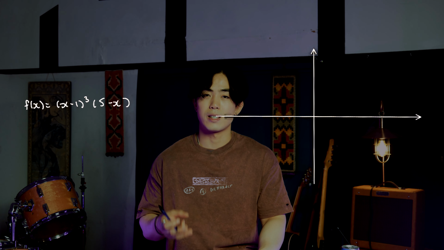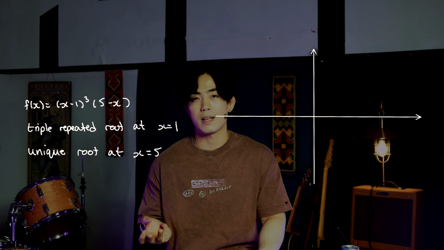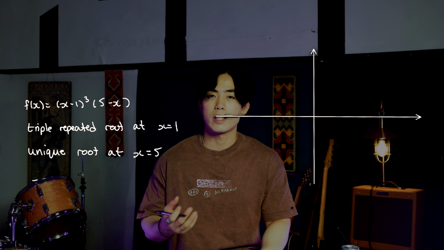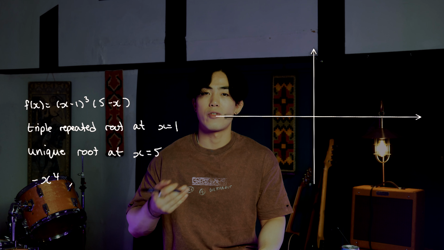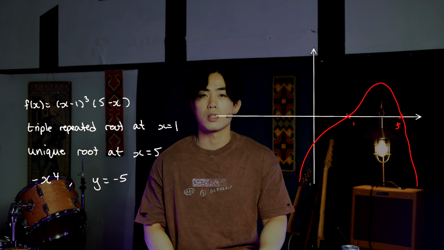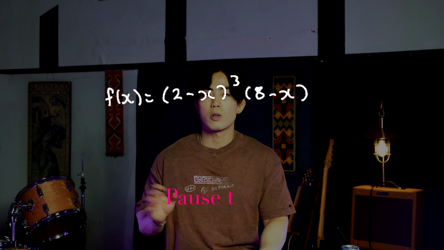Right, so let's look at this one here. So it's a triple repeated root at x is 1, it's going to cut the x-axis, and when x is 5 it's also going to cut the x-axis. It's also a negative x to the power 4 coefficient, so it's going to be reflected in the x-axis and look something like so. Try this question here.